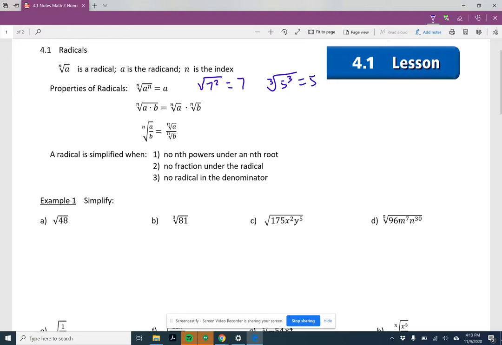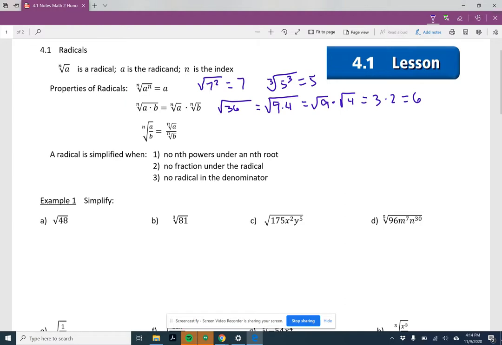We can use these two properties, the nth root of a product is the product of the nth roots, to simplify radicals. For instance, I could take the square root of 36, recognize that 36 is 9 times 4, and write that as the square root of 9 times the square root of 4. Square root of 9 is 3. Square root of 4 is 2. 3 times 2 is 6. And yes, the square root of 36 is 6, because 6 times 6 is 36. So we can use this property to help us simplify radicals.